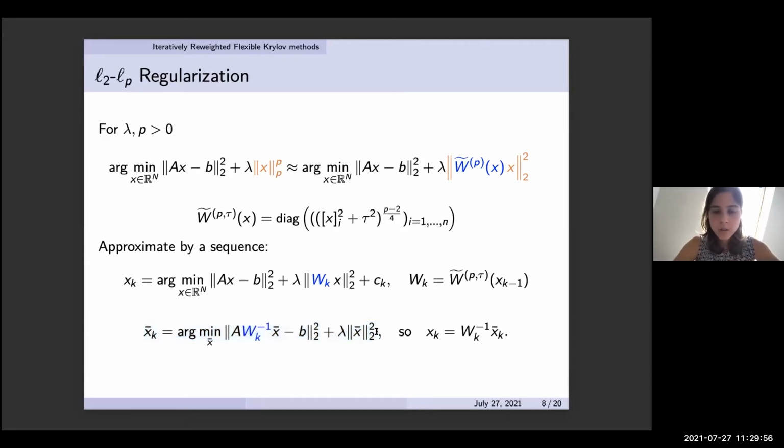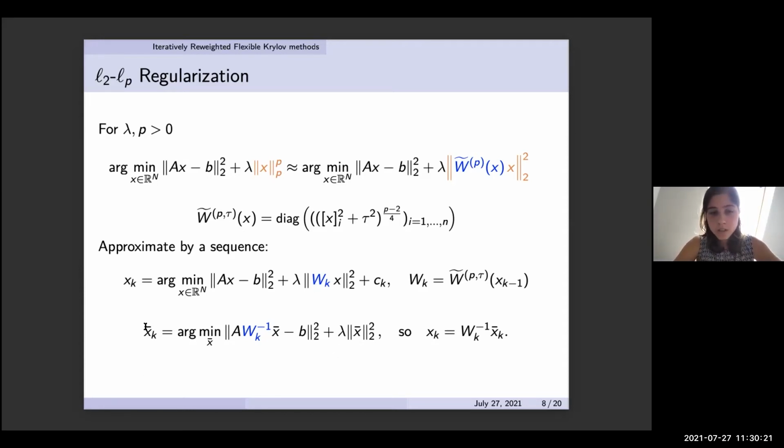And you end up with something that's called an inner-outer scheme, because you have to solve a full problem every time you get a new approximate problem in your sequence. You could do that with Krylov methods, you could do that with anything else.